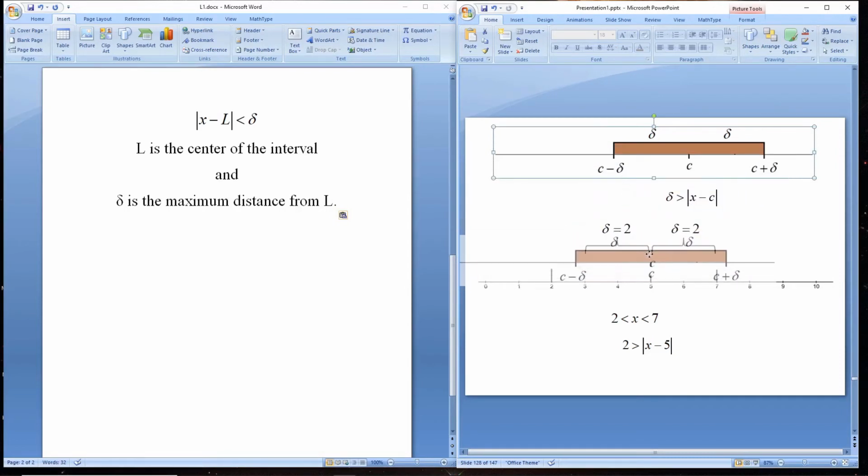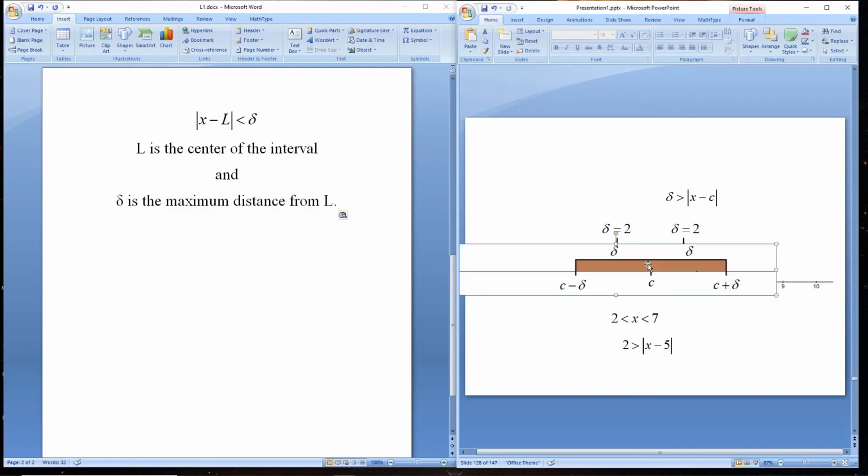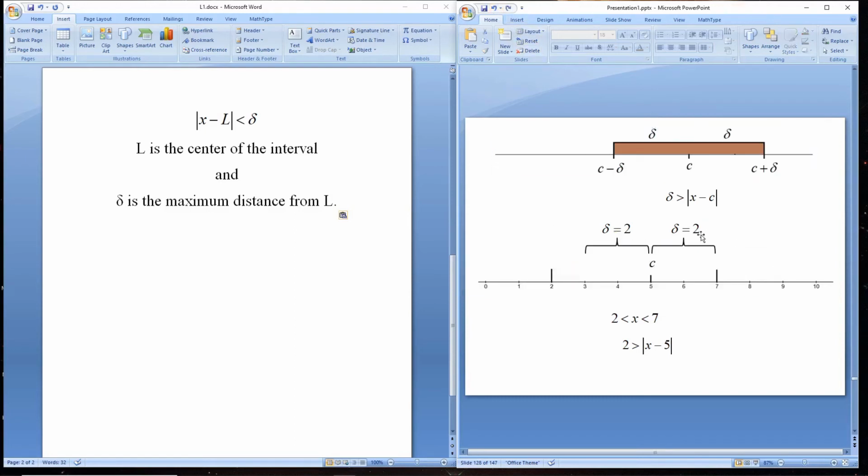So we'll align the C's up, and then we want to choose a delta so that we can squeeze this interval in here. And if we choose a delta of 2, we can do that. And there's where the interval would be squeezed into then. So our interval gets squeezed into 3 to 7.